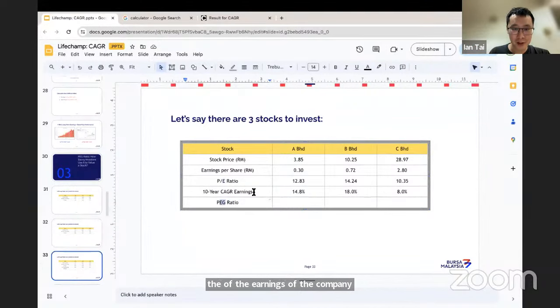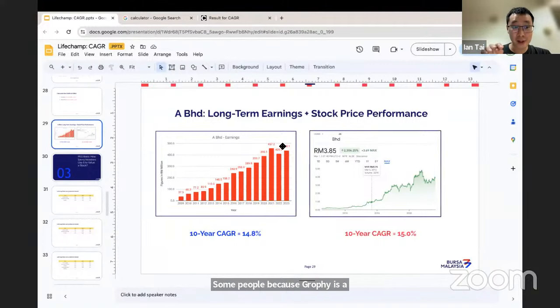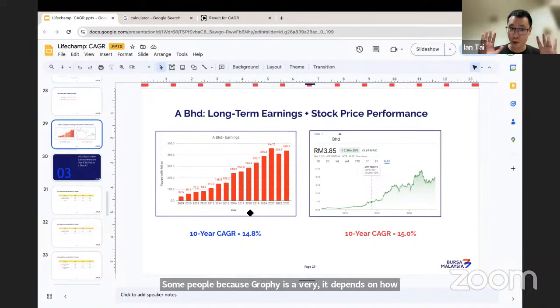Okay. But growth rate is very subjective because growth rate, anyone can actually calculate. Let me just show you an example. Some people, because growth rate depends on how the investors use it. So like me, I like to use 10 years annual growth rate.